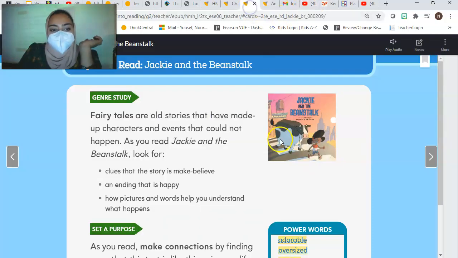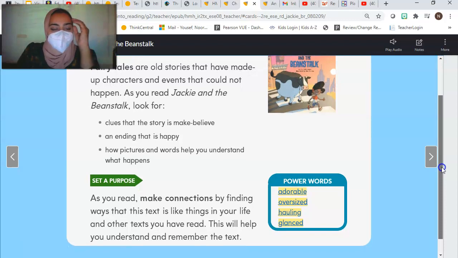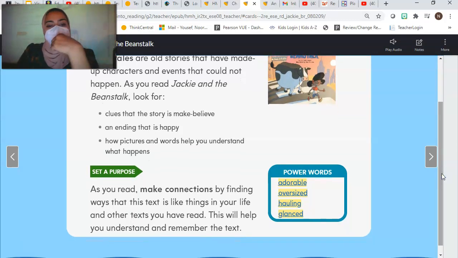Fairy tales are old stories that have made up characters and events that could not happen. This is a fairy tale. As you read Jackie and the Beanstalk, we're going to look for clues that the story is make-believe, an ending that is happy, and how pictures and words help you understand what happened. As you read, make connections by finding the ways that this text is like things in your life and other texts you have read. This will help you understand and remember the text.